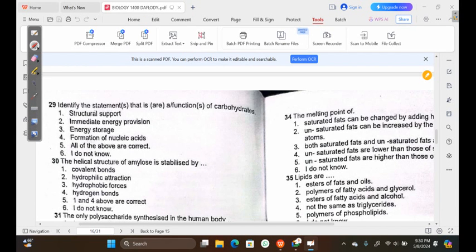Identify the statement or statements that is or are a function or functions of carbohydrate. So which of these is a function of carbohydrate or are functions of carbohydrates? So we have got structural support. True or false? It's true. Immediate energy provision. True or false? Then 3, energy storage. Formation of nucleic acids.